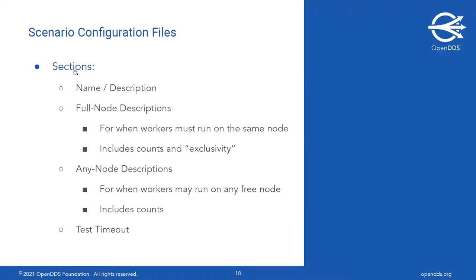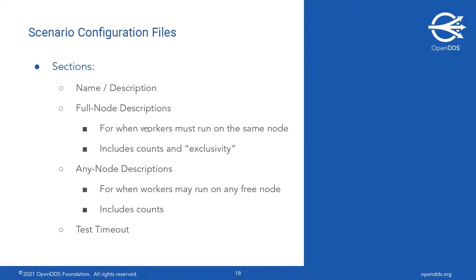So the scenario has a name and description. It's describing the test overall, and then it can have a full node description, which is what you might use when you need to guarantee that workers run on the same node. This would be very important for things like shared memory, where if they're not on the same node, they won't connect to each other. And it includes the counts for the different workers that you want.